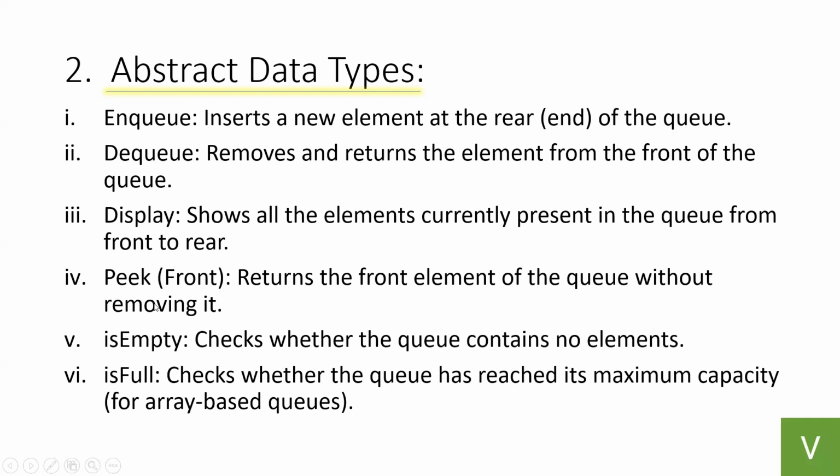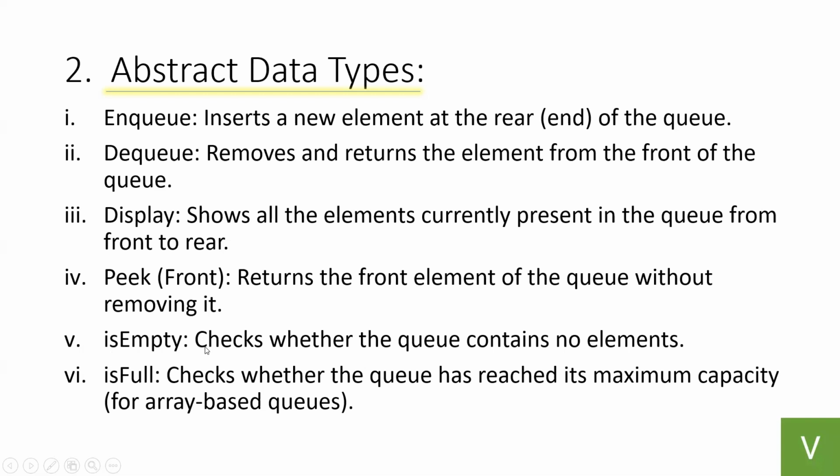The third one is display. It shows all the elements currently present in the queue from front to rear. Similarly, peek. It returns the front element from the queue without removing it.